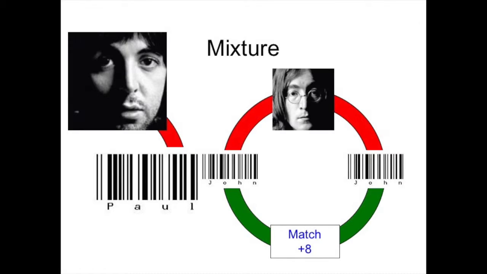So in that mixture, there's a lot of one individual, shown larger here on the left, and a little bit less of another individual. But a computer like TrueAllele can separate out those barcodes. It can see there's a lot of one individual, that's the Paul barcode, less of another individual, may only be 20 or 25% of the mixture. Instead of calling it inconclusive, when a comparison is made with John's barcode, there's a match statistic. It can be quite high, say +8, because the computer can separate out the barcodes from the evidence items.